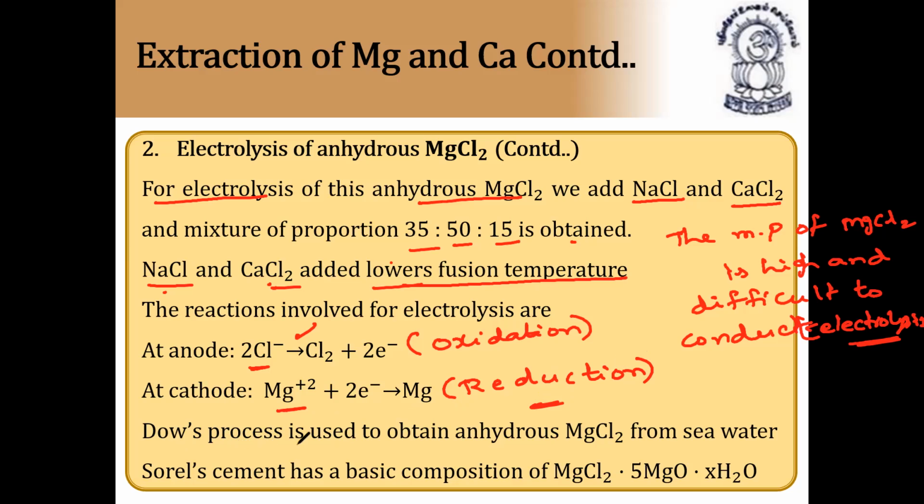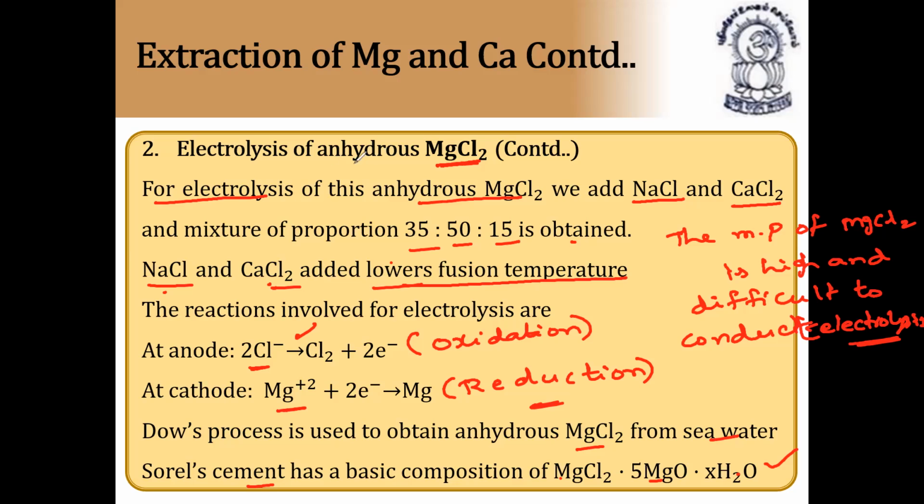Next, the Dow process is used to obtain anhydrous magnesium chloride from seawater. Sorel cement has a basic composition of MgCl2·5MgO·xH2O. So these are the other compounds of magnesium. The Dow process is used to obtain anhydrous magnesium chloride from seawater. After getting anhydrous magnesium chloride, we know how to do electrolysis of magnesium chloride.